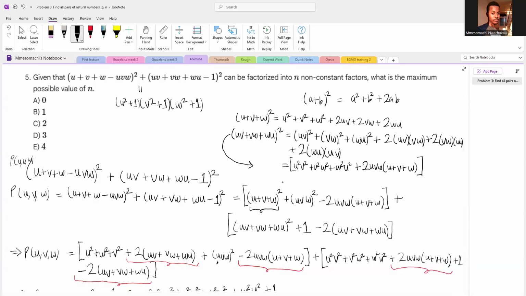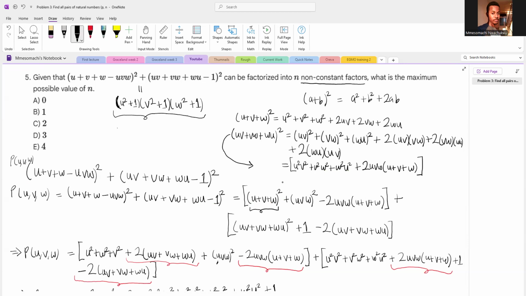So I made an educated guess, so it was not a random guess. Okay, so now we've shown that this is the final form. So how do we know that this cannot be factorized further? First of all, each of these terms is non-constant, so they satisfy this. Now, how do we know that this has to be the maximum? Because we can select values of U, V, and W such that each of these terms becomes a prime.